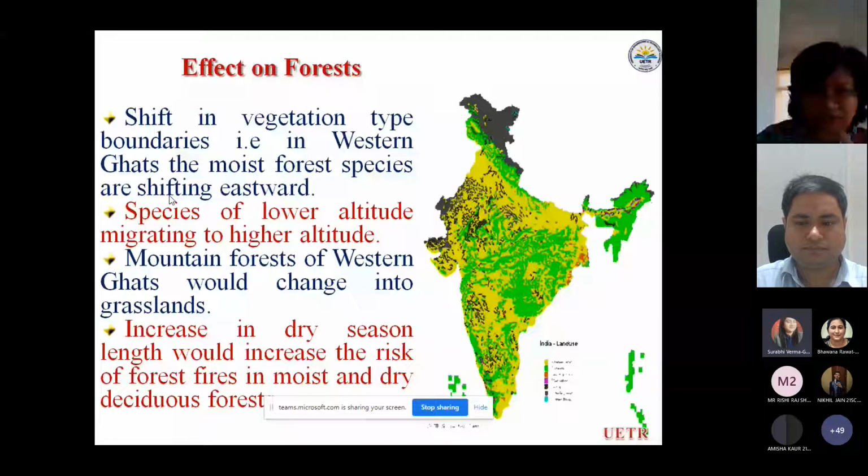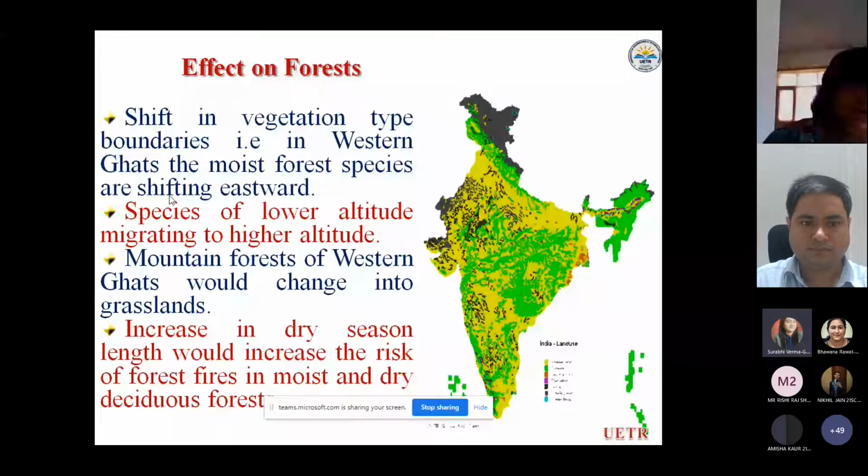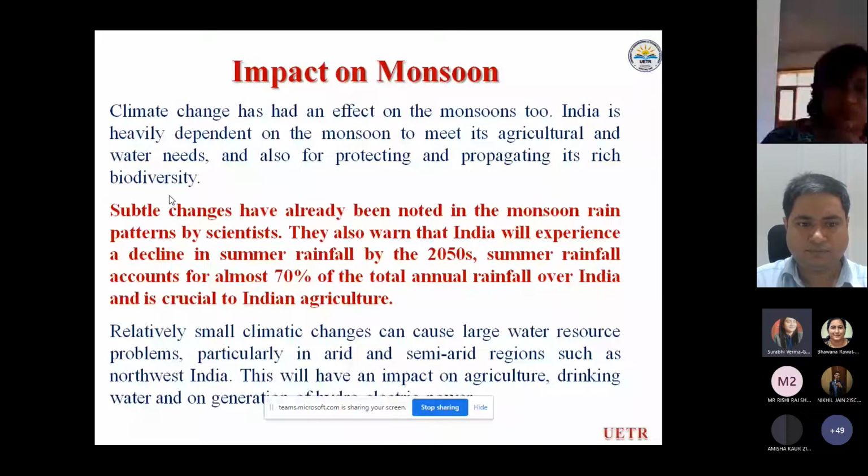An increase in dry season land would increase the risk of forest fire in moist and dry deciduous forest. In Uttarakhand, we are facing forest fire incidents on a daily basis. What is the reason? There is a longer dry season and less precipitation, making the forest dry. Impact on the monsoon is the main cause of climate change. India is mainly dependent on monsoon rainfall, and climate change has had an effect on the monsoon.